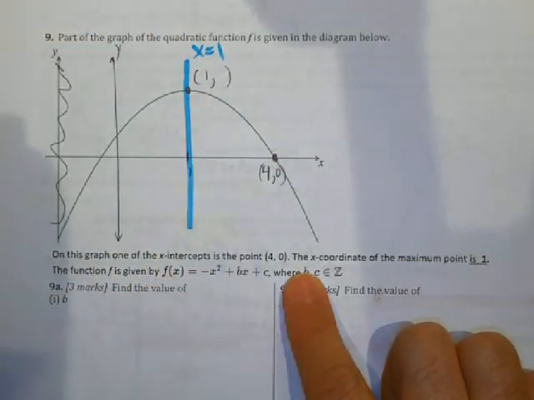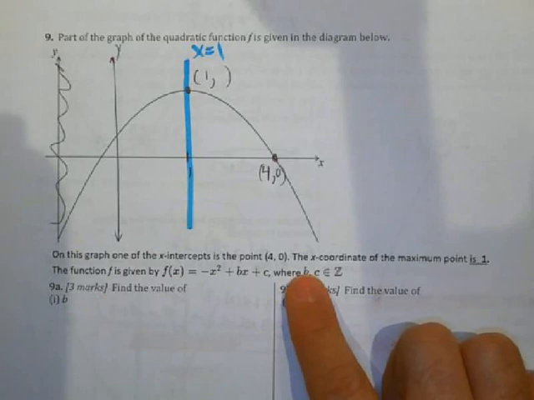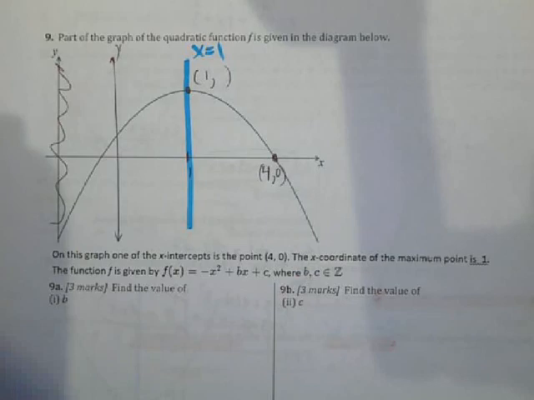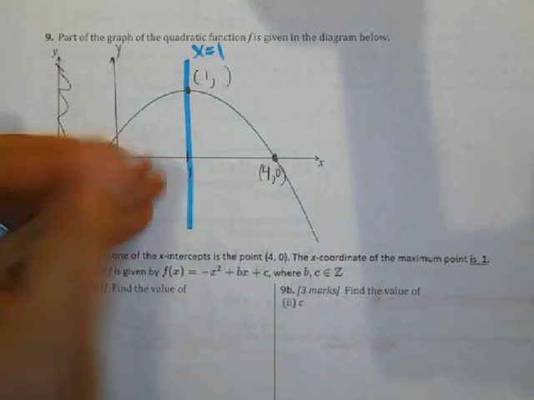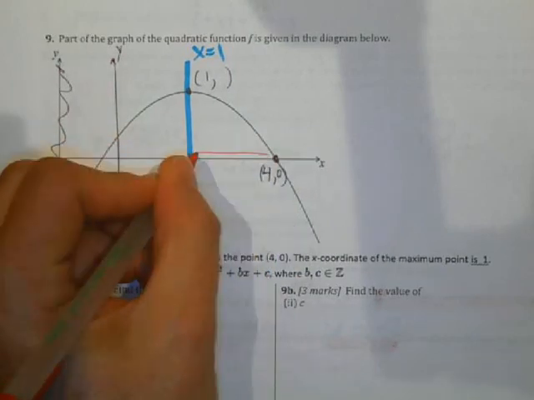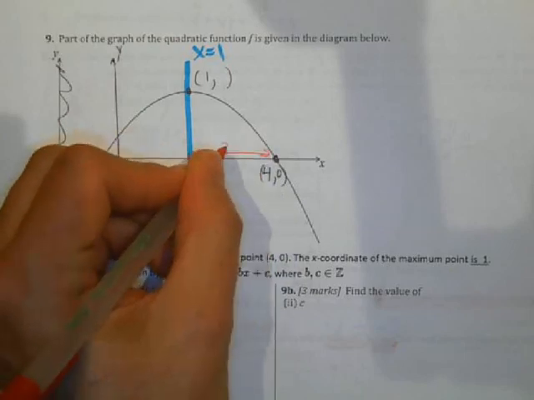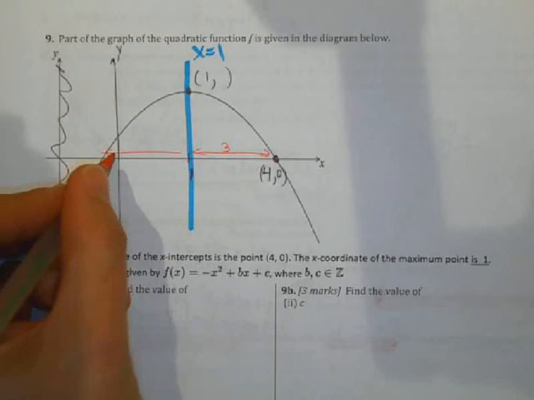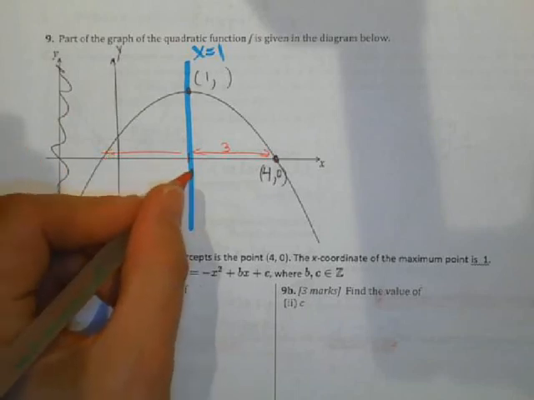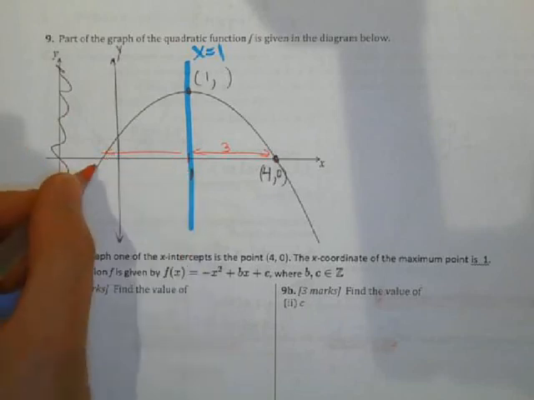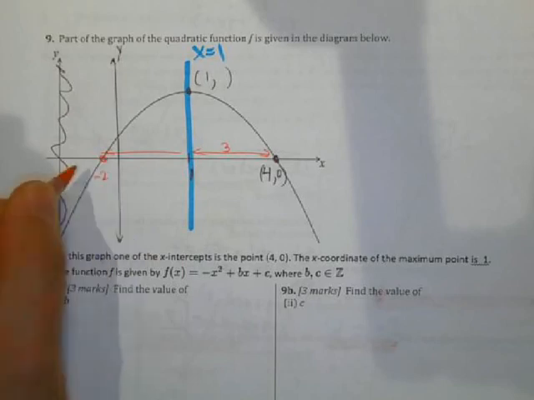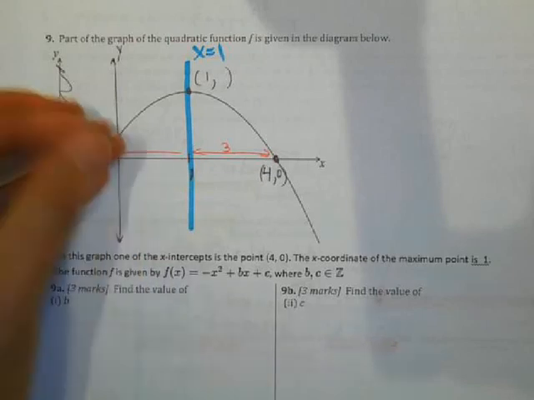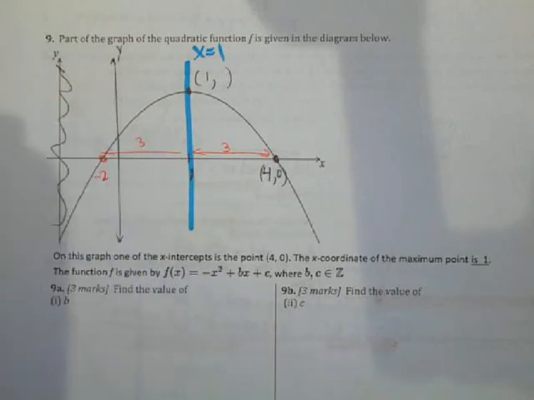Okay, so what's the distance between 1 and 4? This distance is going to be 3 units. So I'm going to need to go 3 units this way. So 1 minus 3 is going to be here at -2, right? Because from -2 over this way is going to be 3 units. Okay.